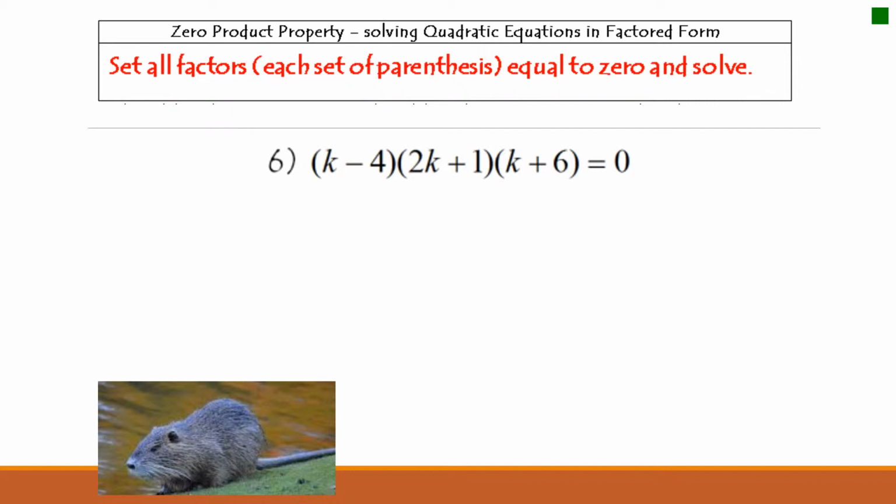All right, so we've got 1 times 1 times 1, 3 different factors. So I'm going to take k minus 4, 2k plus 1, and k plus 6.